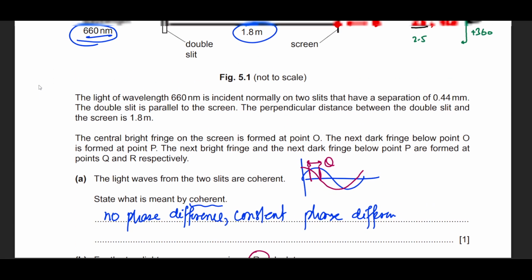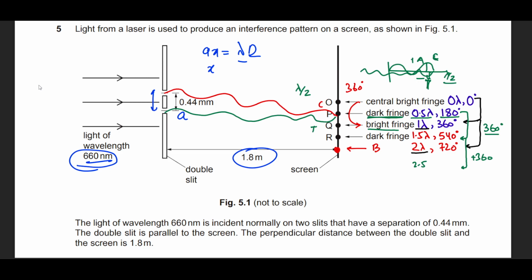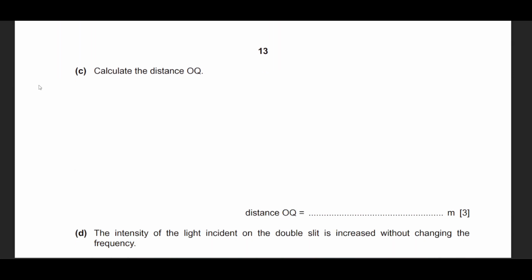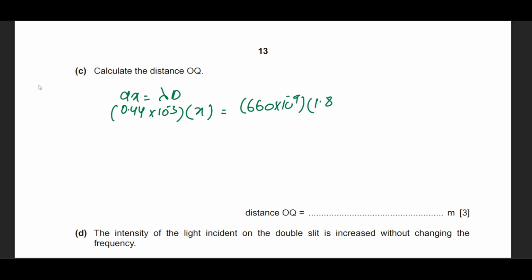So for OQ, what is the distance OQ? Yes, for OQ, we first need to find out the X. So how do we find X? We use this formula for the double slit experiment: AX equals lambda D. So what is A? A is 0.44. Don't forget this is millimeters. And X is what we want to find out, equals 660 nanometers, so 660 into 10 to the power minus 9. And D was 1.8. So X comes out as 2.7 millimeters, right?